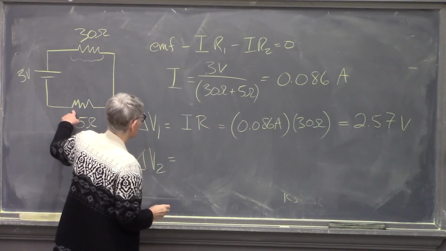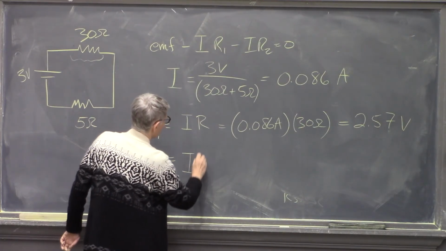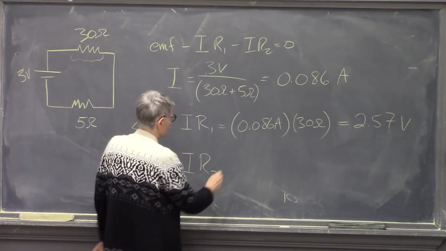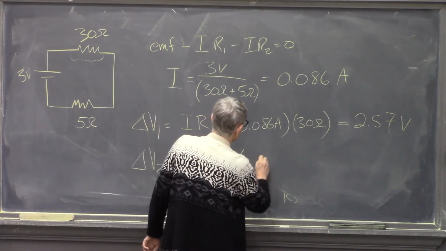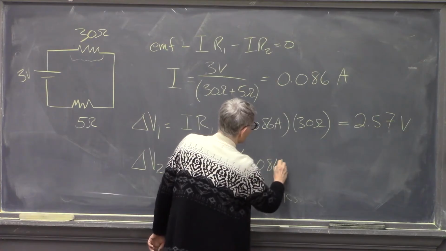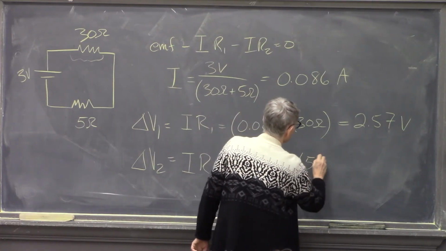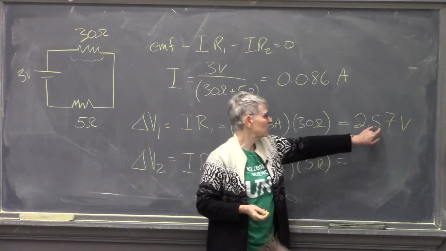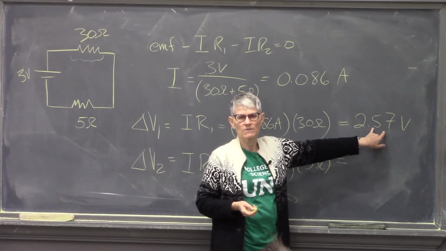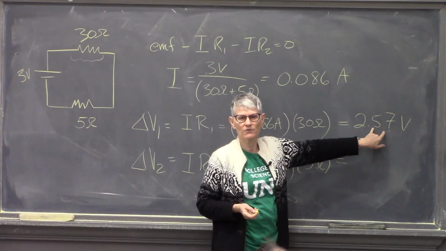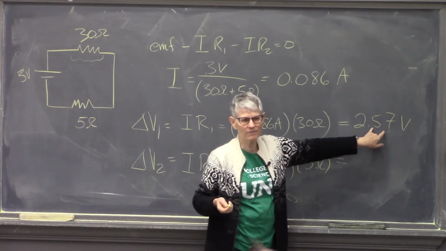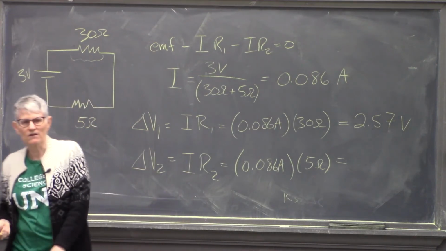The potential difference across this resistor is the current times that resistance, which would be 0.086 amps times 5 ohms, which had better come out to what? Better come out to 0.43 volts, because this has to... I think it does.